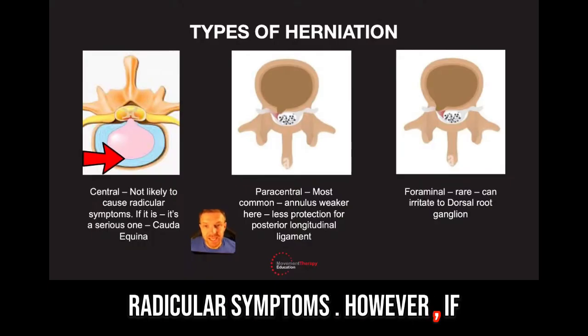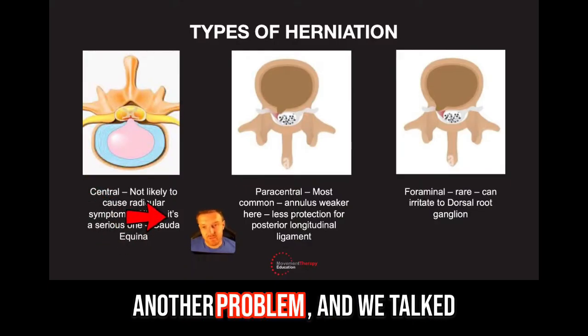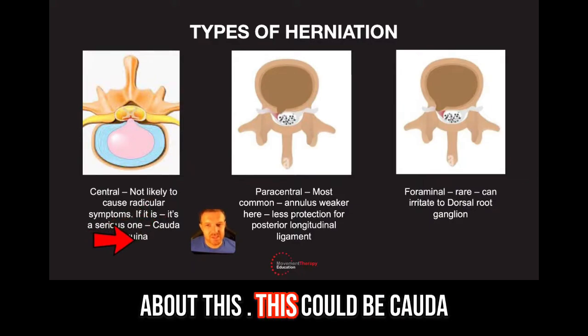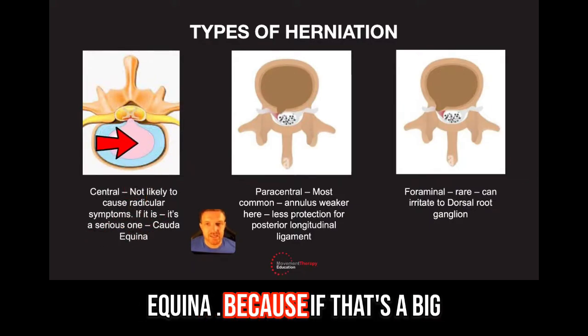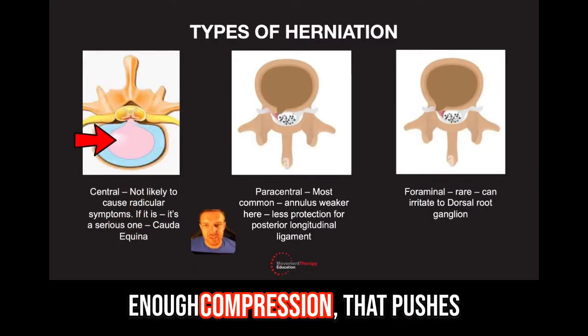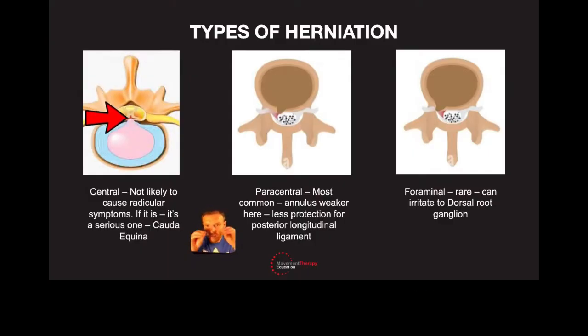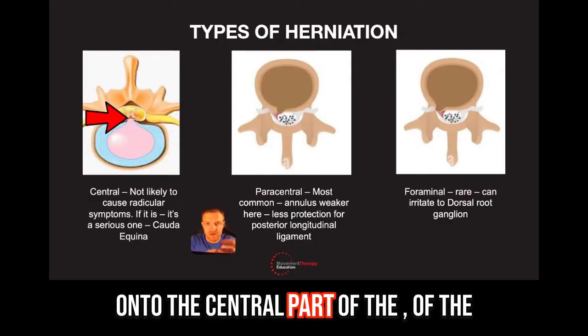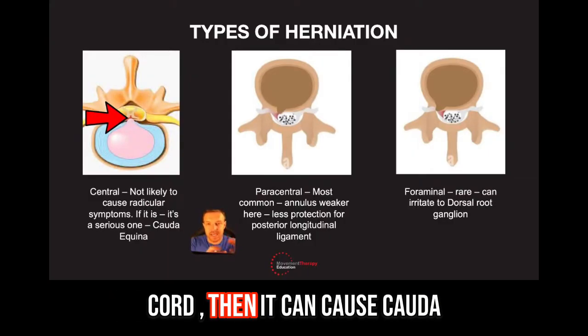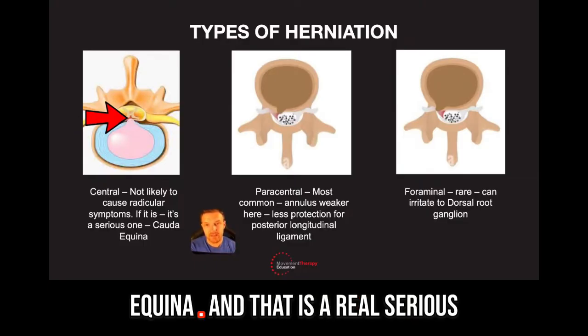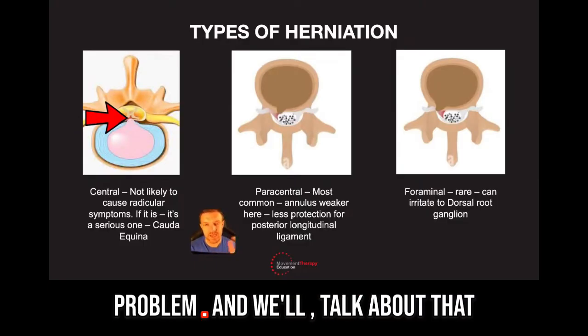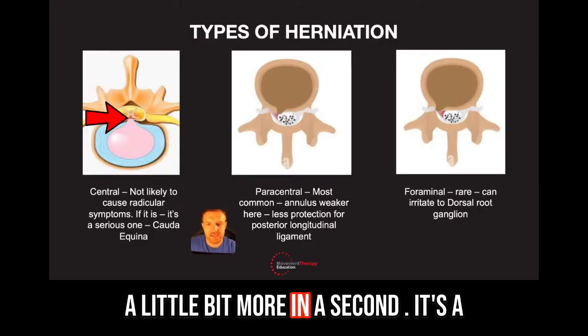However, if it's big enough, then we've got another problem. And we talked about this. This could be cauda equina, because if that's a big enough compression that pushes onto the central part of the cord, then it can cause cauda equina. And that is a real serious problem. And we'll talk about that a little bit more in a second.